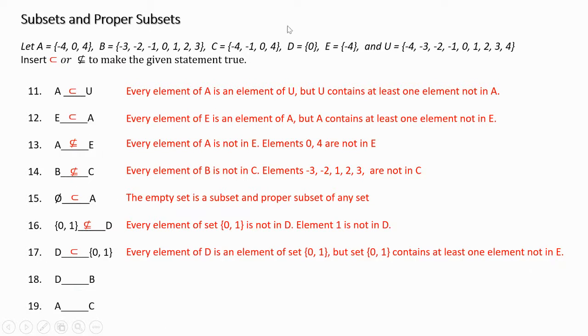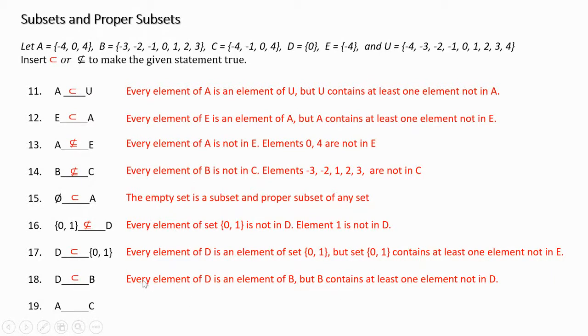Number 18, let's look at D and look at B. So every element in D, which is 0, is also an element in B. So this will be a proper subset.